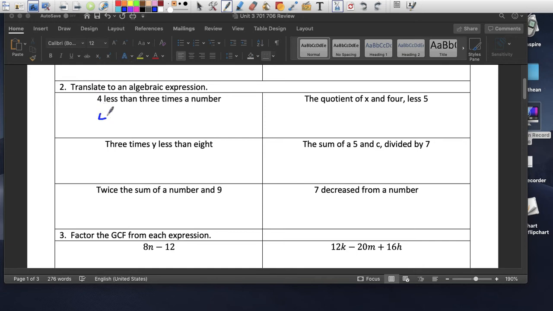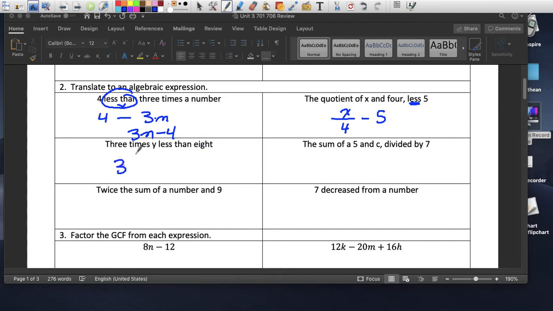So 4 is just 4. Less than means subtraction. And then 3 is 3 times the number, we get that particular expression. But because the word is less than, we have to make a little adjustment to our expression, and that's going to become 3n minus 4. Quotient implies division, and we're dividing x over 4, and then it's going to say less 5. Now, this is less, not less than, so there's no switch necessary.